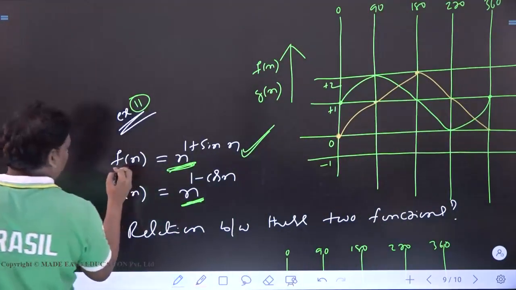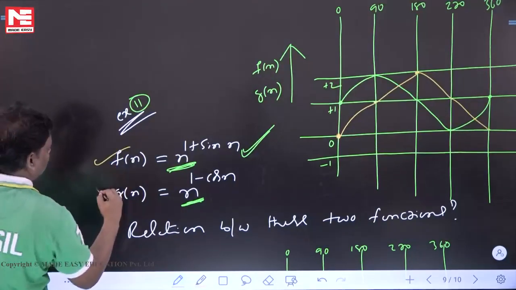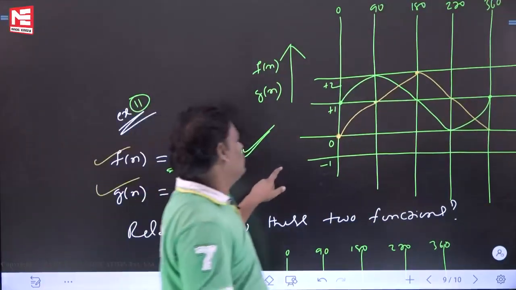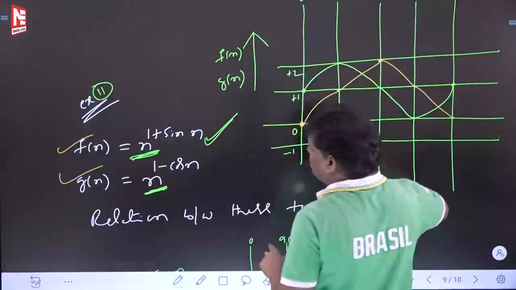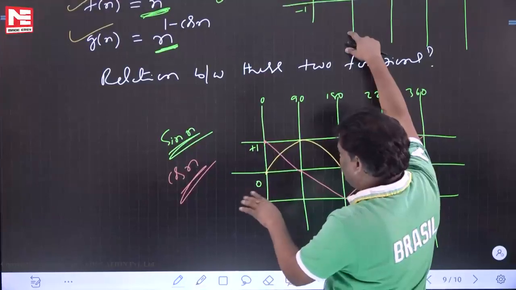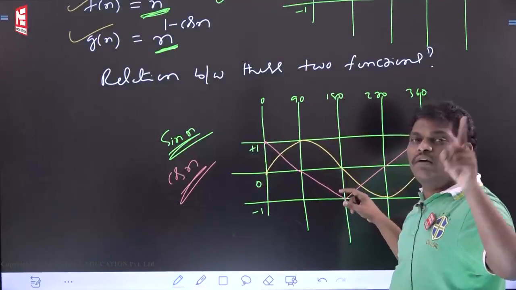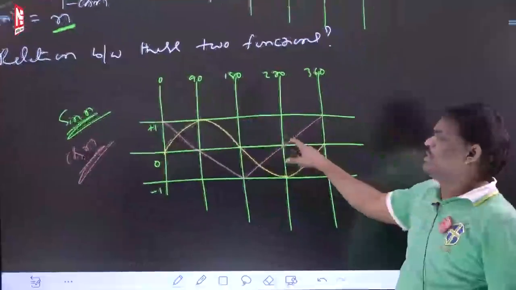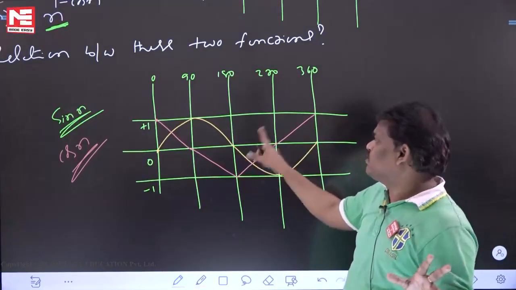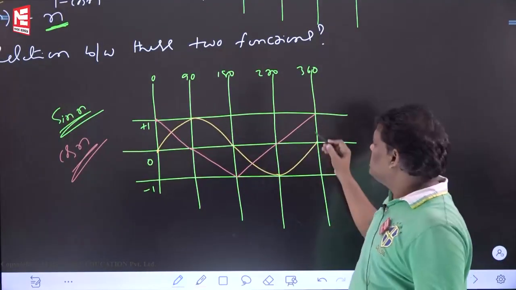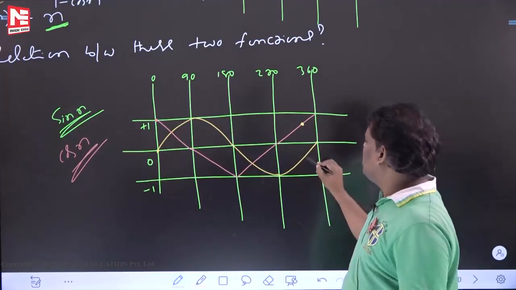This is for f of n. So f of n, g of n. I hope everyone is fine now. So please see this graph. I am repeating once again: you know the sine graph very well, and you know the cos graph very well. I drew them only for namesake. If anyone has even a small doubt about the cos graph and sine graph, please see this one I drew. This belongs to the cos graph, and this belongs to the sine graph.